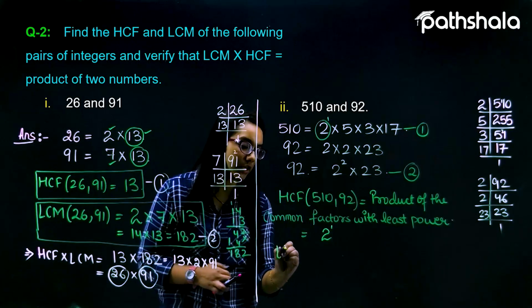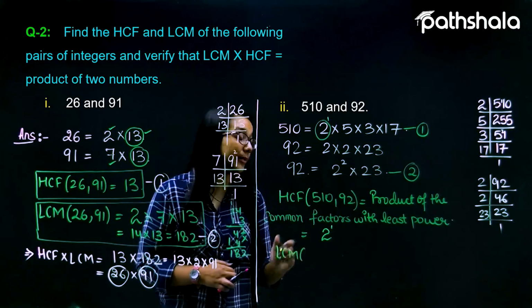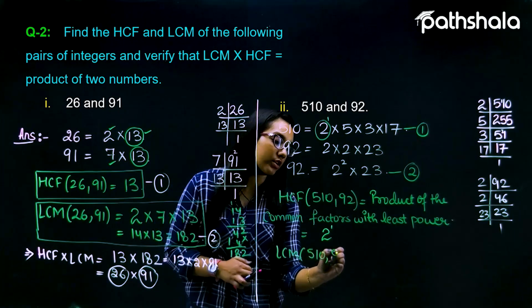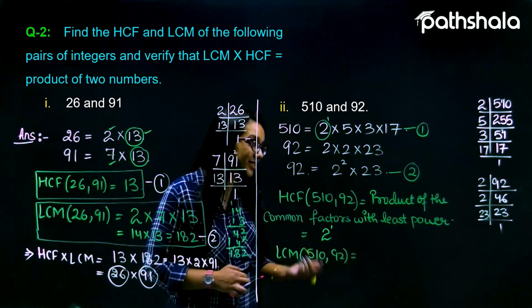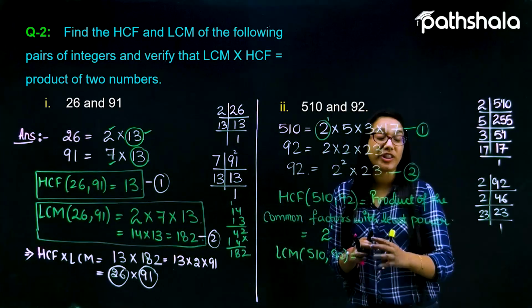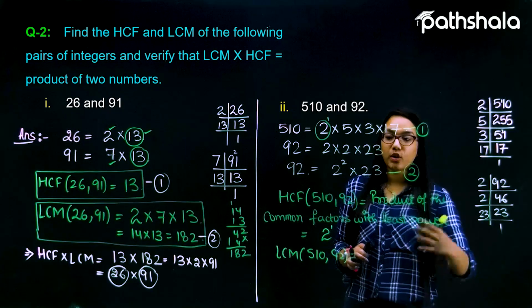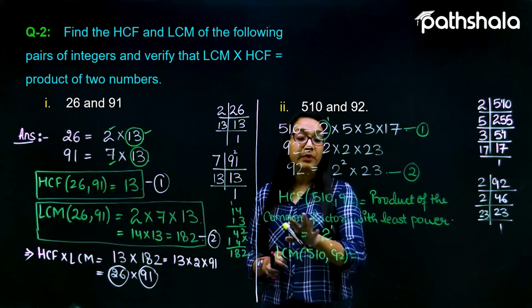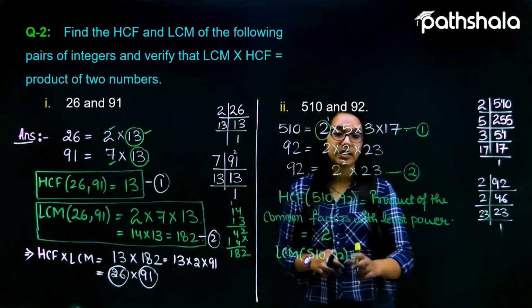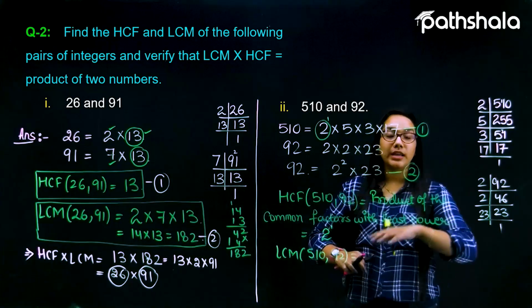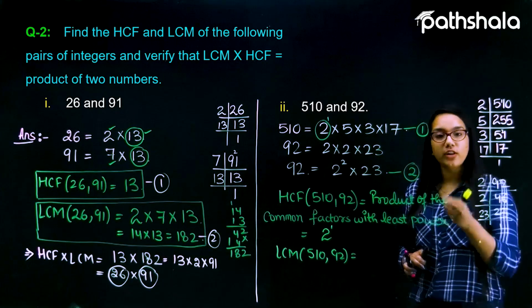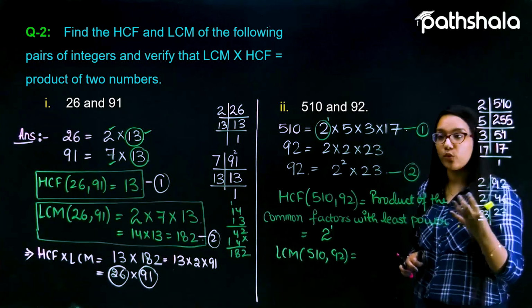And what is the meaning of the least common multiple? It is actually the opposite of the HCF. So let us suppose I'm talking about the LCM of the two numbers. It says that the product of the factors with the highest power. We cannot say common factors in the case of the LCM. In the case of LCM, we'll talk about taking the product of all the factors with the highest power only.